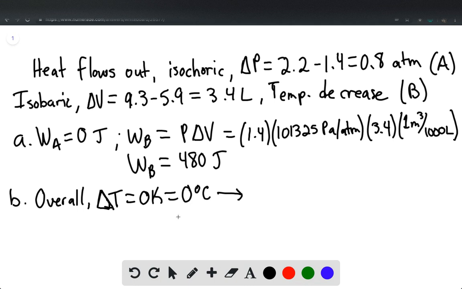So even though the temperature did decrease in process B, it was only decreasing from a temperature increase due to process A. So again, from the initial to the final temperatures, there is no change in temperature. So this means that the delta U, the change in internal energy, is going to be 0 joules because, of course, the internal energy only depends on a change in temperature. So if the initial and final temperatures are equal to one another, no matter what happened in the middle, it doesn't matter. So the change in internal energy for part B is going to equal 0 joules.